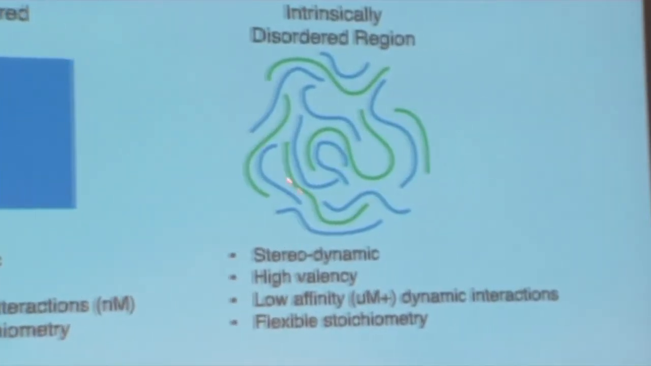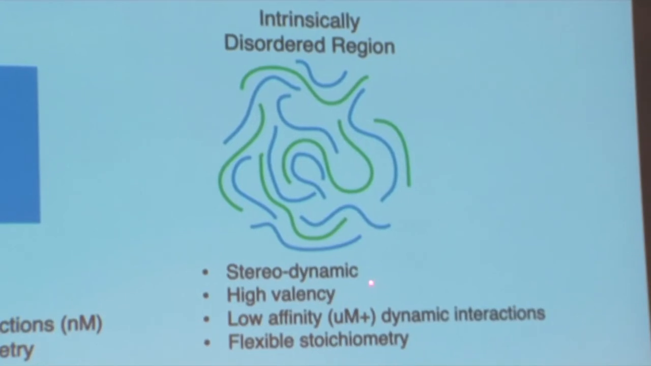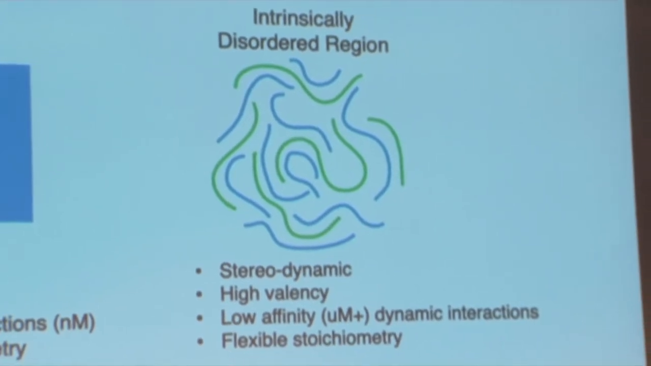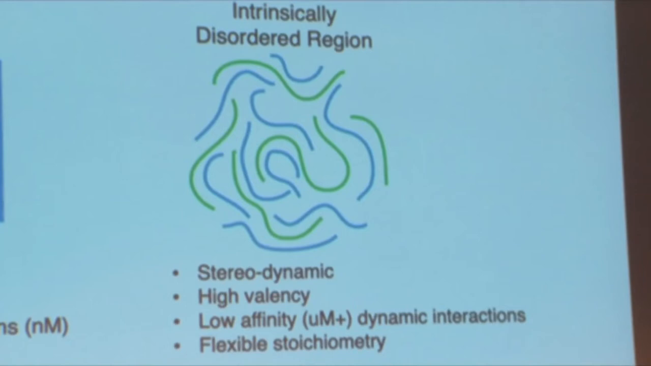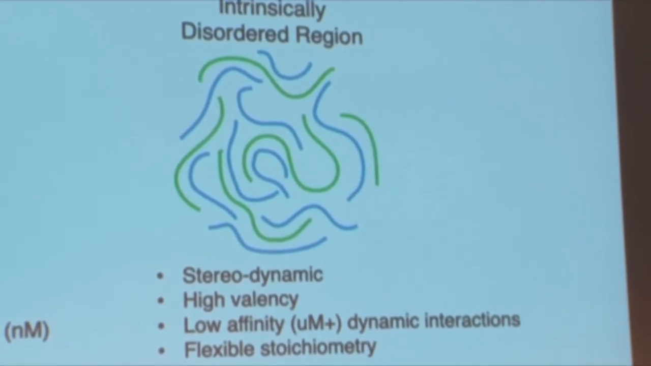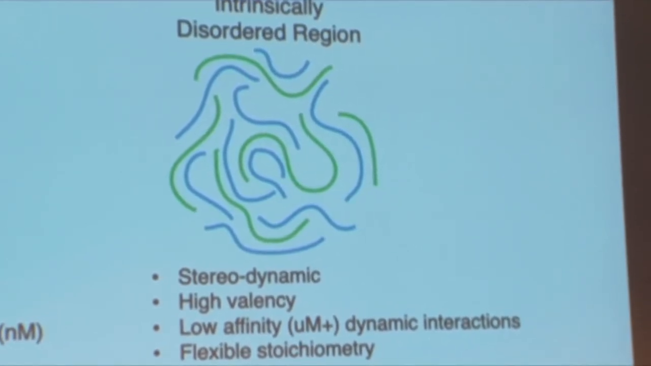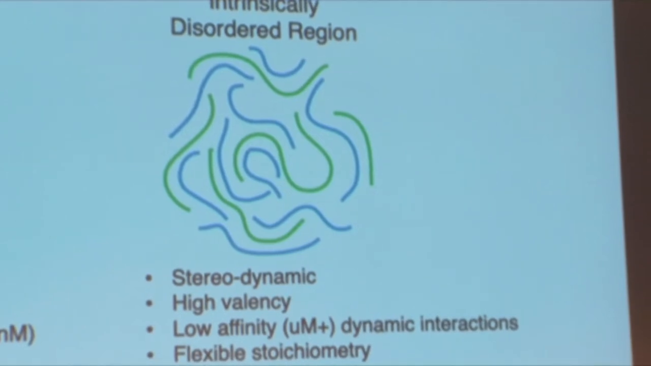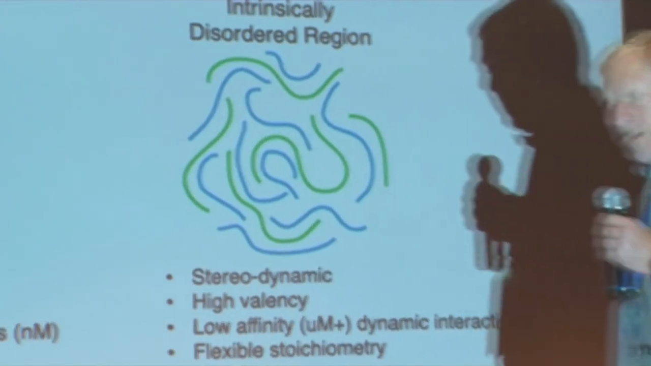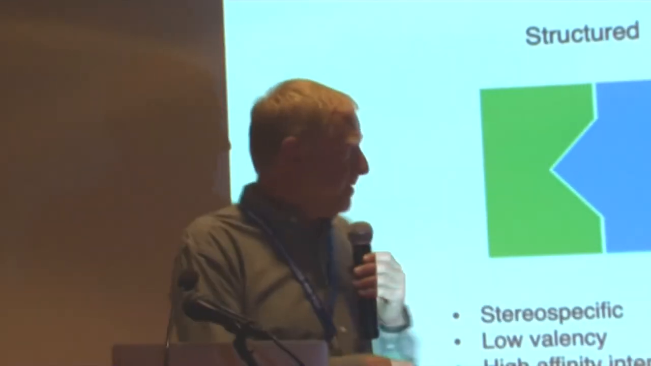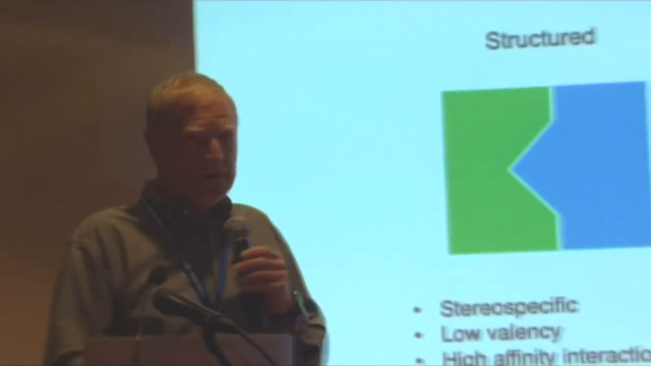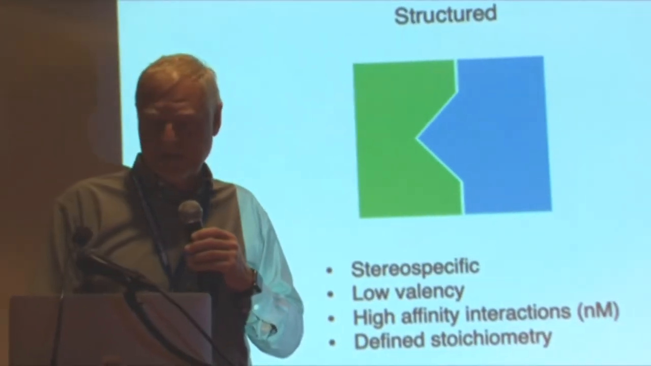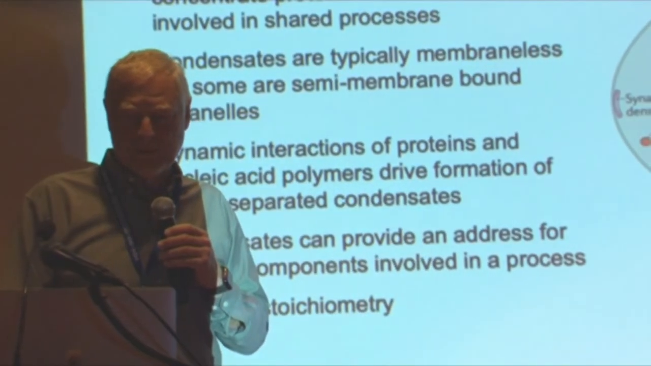But in these disordered regions of proteins, you can get a much more dynamic interaction. These are characterized, in the cases I'm interested in, by low affinity, high valency. So a large number of low affinity interactions with very flexible stoichiometry. You do not need to have one subunit of A and one subunit of B. You can have many subunits of both.